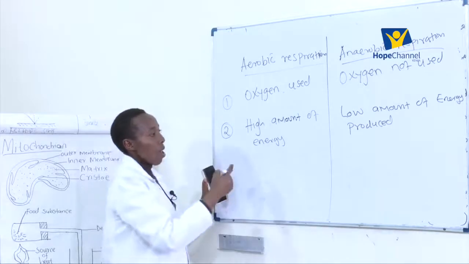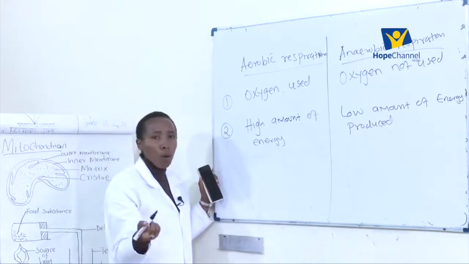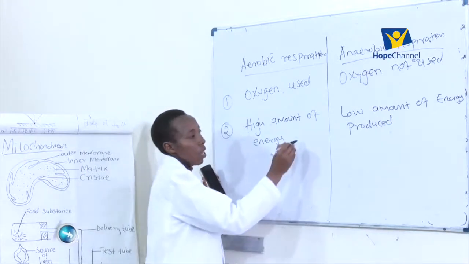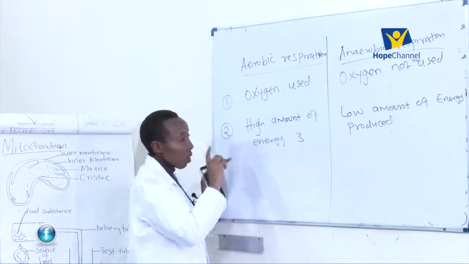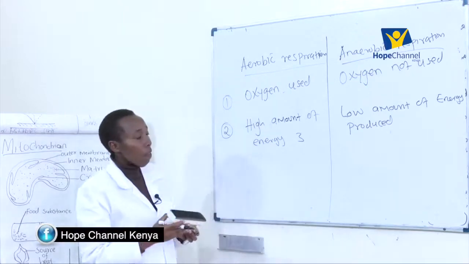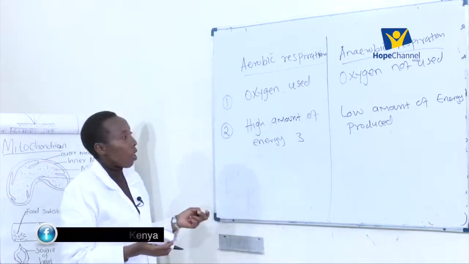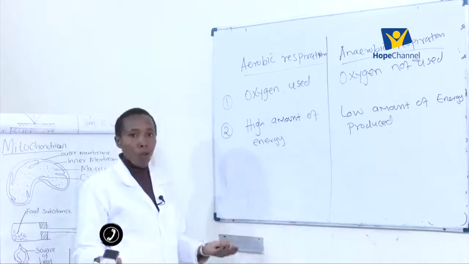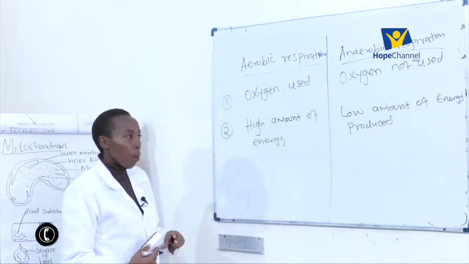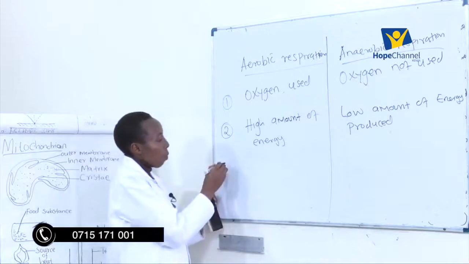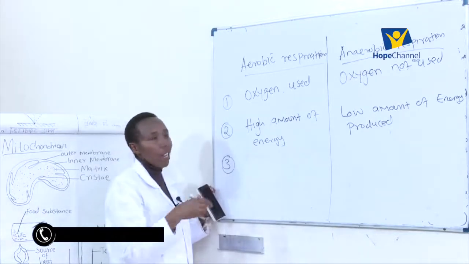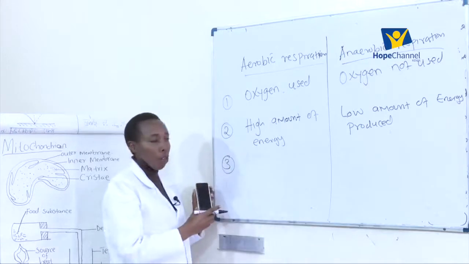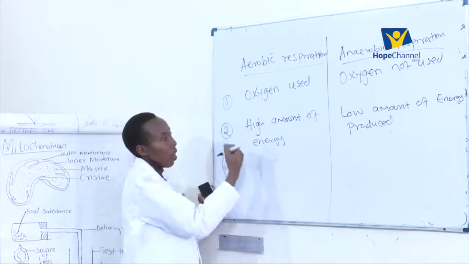We are saying that, especially if you break down one molecule of glucose, then you are going to get 17 kilojoules of energy. Then, of course, if you don't break it completely, you expect to have low amount of energy.